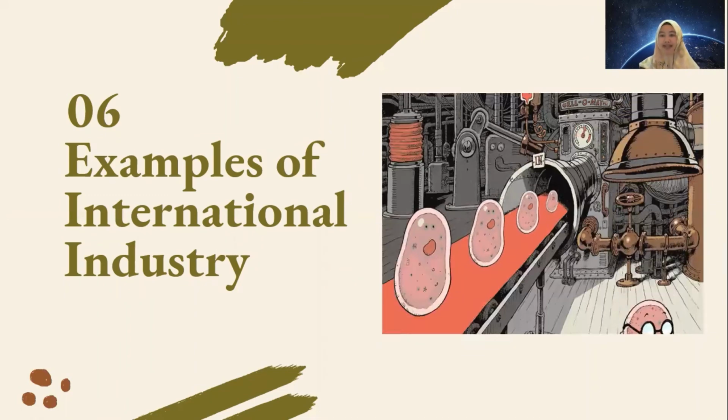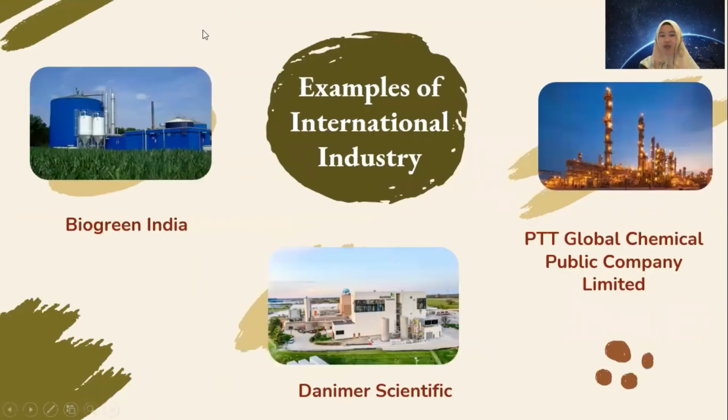I'll continue the presentation on examples of international industry of bioplastics. So first we have BioGreen, which is located in India. The second is Danimer Scientific, which is located in Georgia, USA, and the PTT Global Chemical Public Company Limited, which is located in Thailand. So let's go into more detail, yeah?